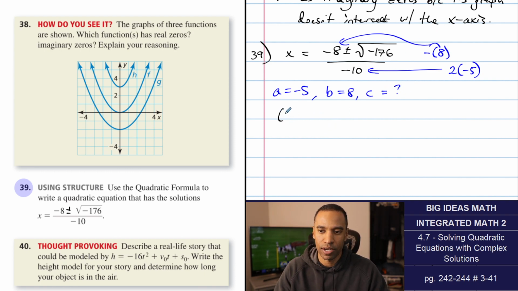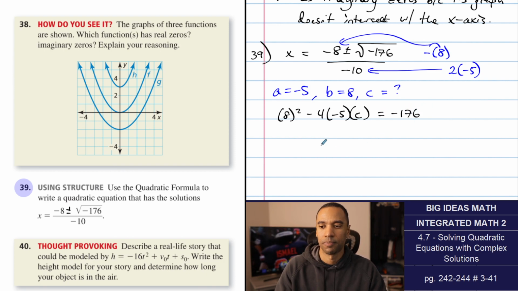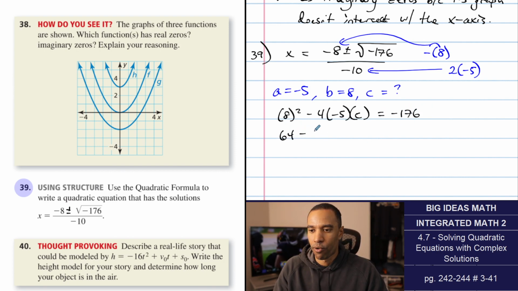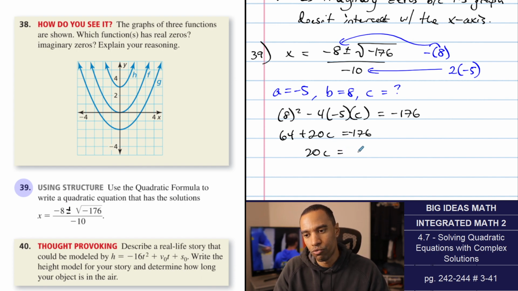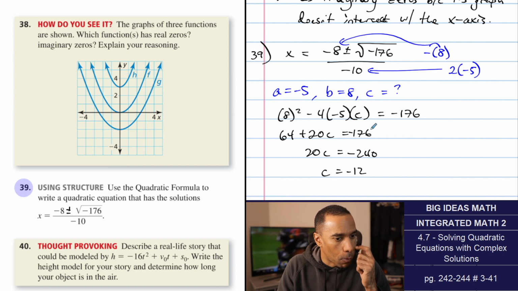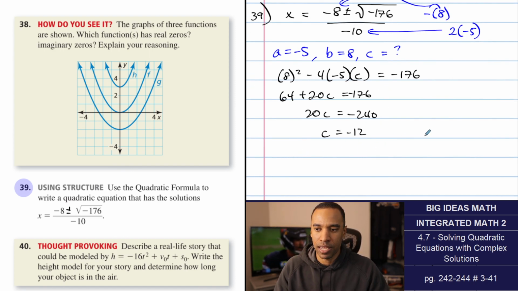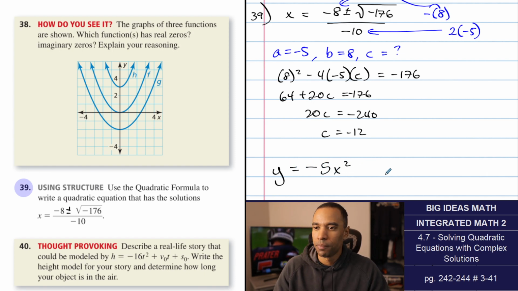Let's look at the discriminant. Our b squared minus 4ac has to equal -176. So we'll do 64 plus 20c equals -176. Subtract 64 over, we get -240. Divide by 20, you get c is -12. So write a quadratic equation in that case. That would be y equals -5x squared plus 8x minus 12.